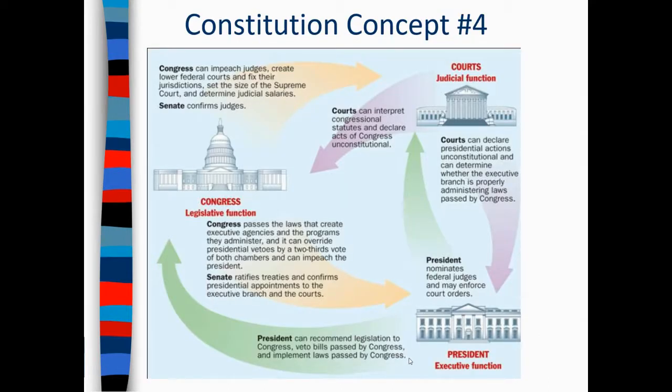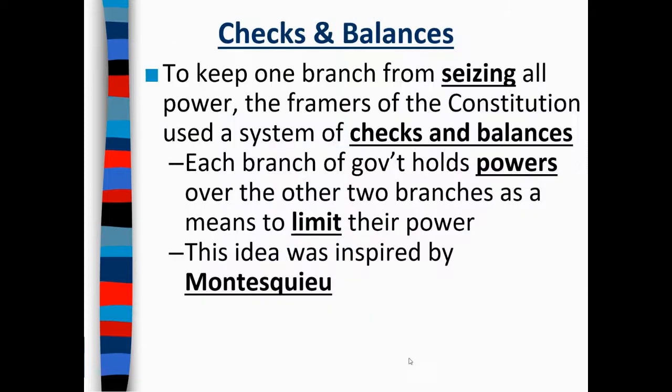Constitution concept number 4. Checks and balances. To keep one branch from seizing all power, the framers of the Constitution used a system of checks and balances. Each branch of government holds powers over the other 2 branches as a means to limit their power. This idea was also inspired by Montesquieu.